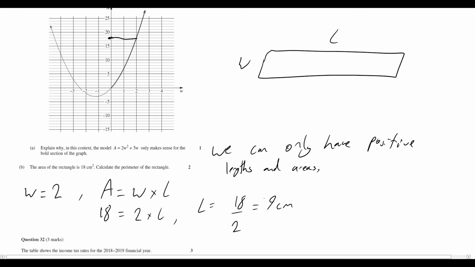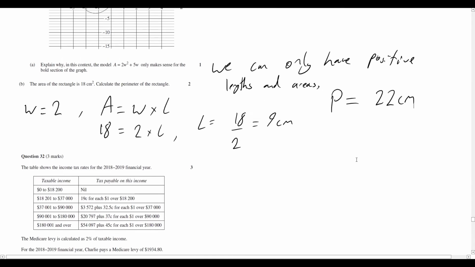Okay, so now that we know the width and we know the length, well, we can calculate the perimeter of this rectangle. So we know that the total perimeter is going to be equal to 2 times the width and 2 times the length, just accounting for 1, 2, 3, 4 different sides. Okay, so that means that we'll end up with a total perimeter of 22 centimeters. And that's our answer for part B.